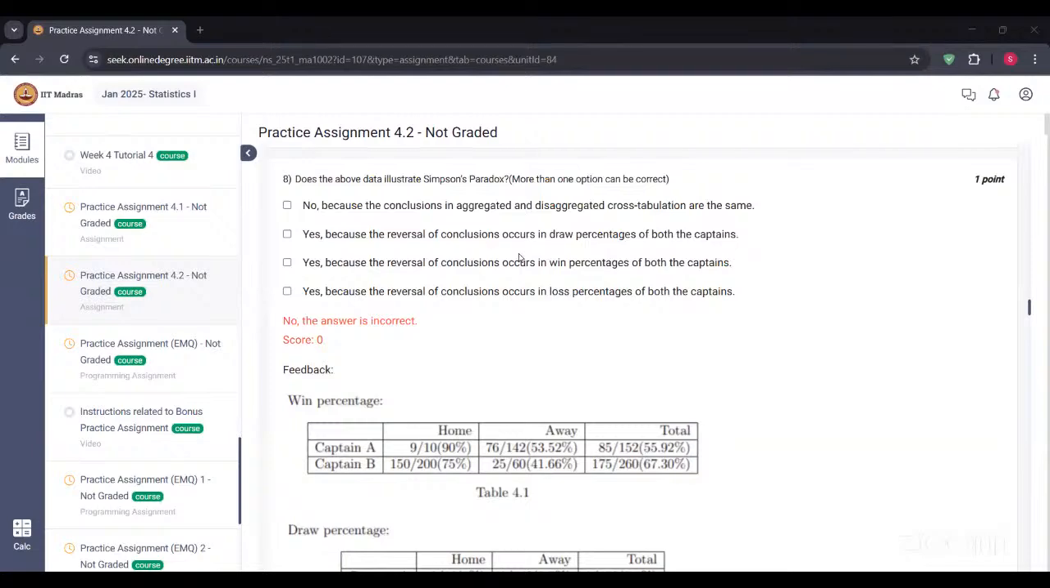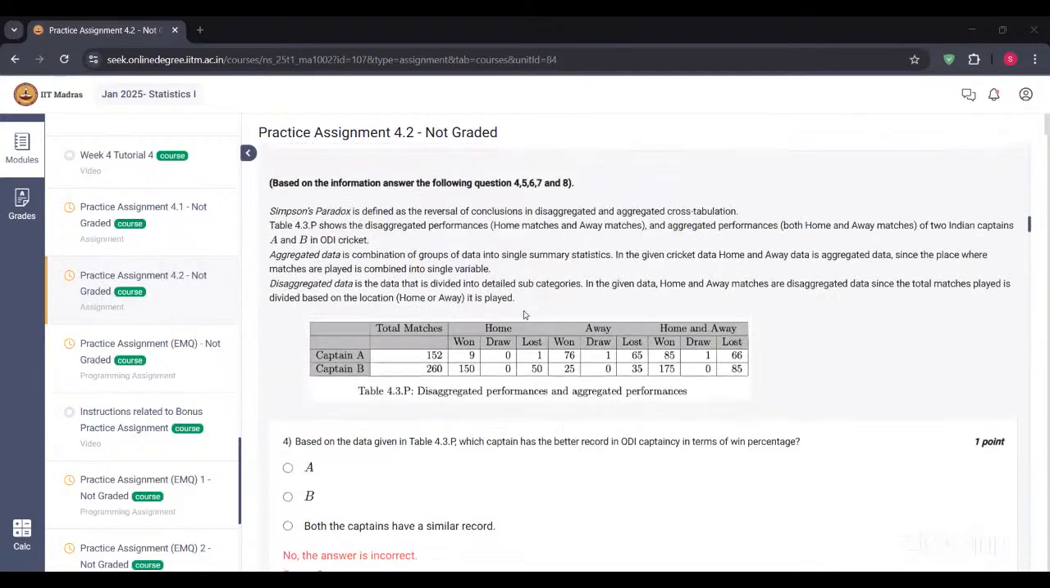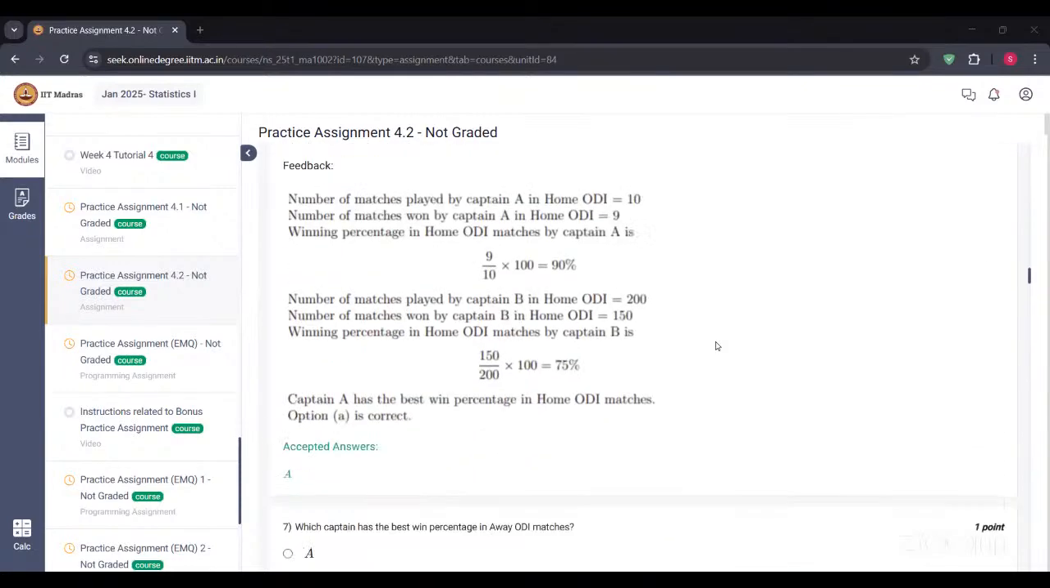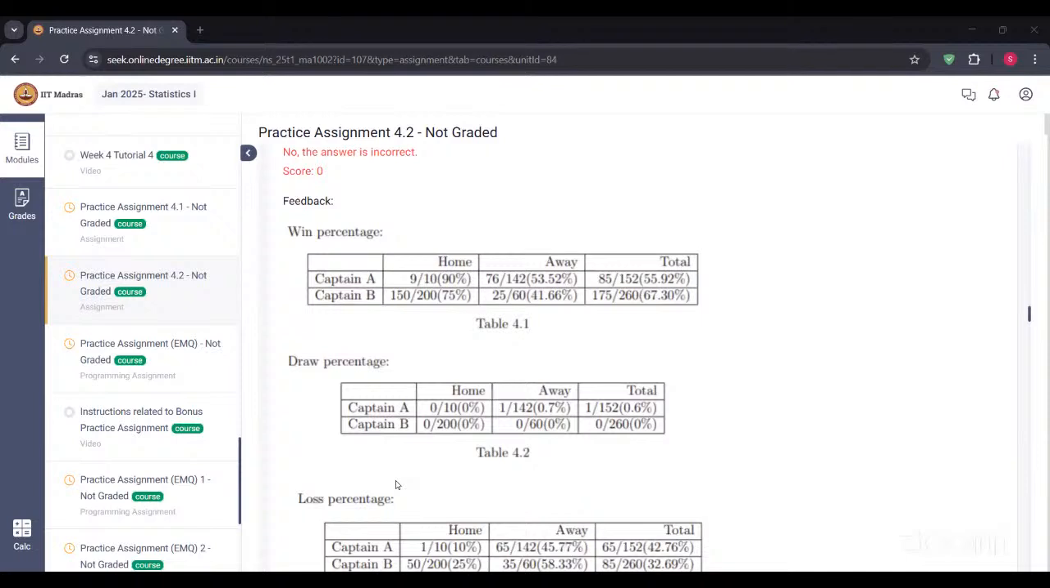Yeah. So basically, if you see here, this was the table that we had been given. This is the table of Captain A and Captain B. The matches are home matches, away matches, and home and away matches. Now here we are calculating the win percentages, draw percentages and loss percentages. Win percentage for Captain A for home is 90%. For away, it is 53.52%. And the total, that is home plus away, is 55.92%. Similarly, we calculated for Captain B, which is 75%, 41.66%, and total is 67.30%. Okay, this is the table.